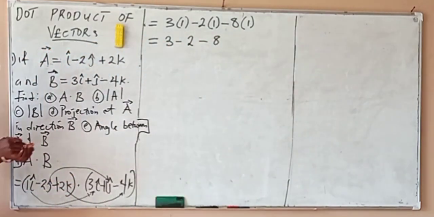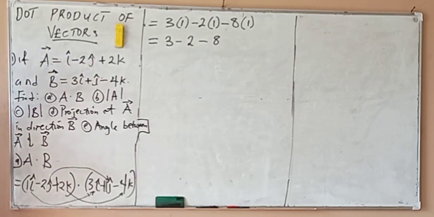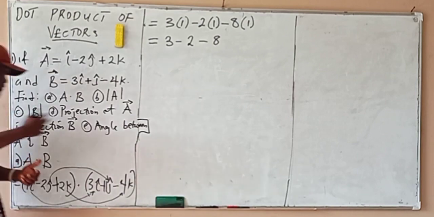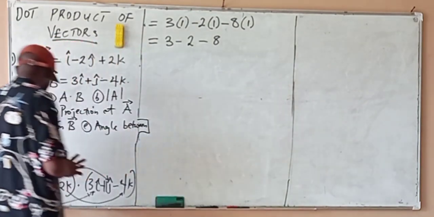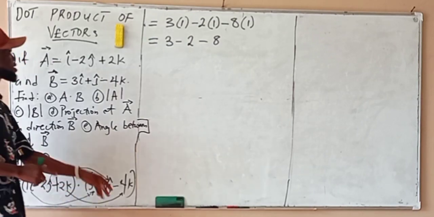When you dot vectors, the unit vectors will leave, only their coefficient multiplication will be there. So if you want to dot two vectors, just multiply their coefficients, that is all. And forget about the unit vector at the back or at the front of them. But ensure you multiply I to the I, J to the J, and K to the K.